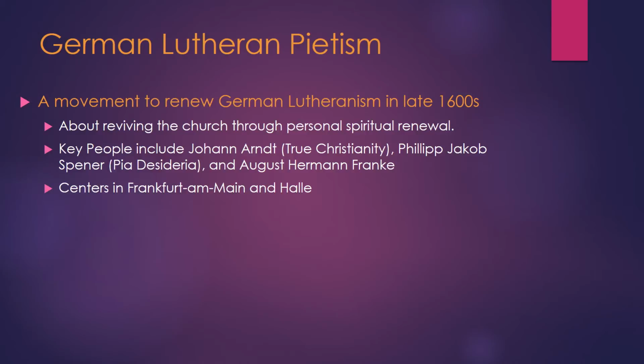It was a huge revival. German Lutheranism had actually hit quite a crisis in the mid-1600s, and German Lutheran pietism is what would bring it revival. The key people include Johann Arndt, who wrote the first text in this area, True Christianity; Philip Jakob Spener, Pia Desideria, Desiring Piety, which would have a huge impact in this movement; and a guy named August Hermann Francke, who had set up a place called Halle, and the Halle Pietists.